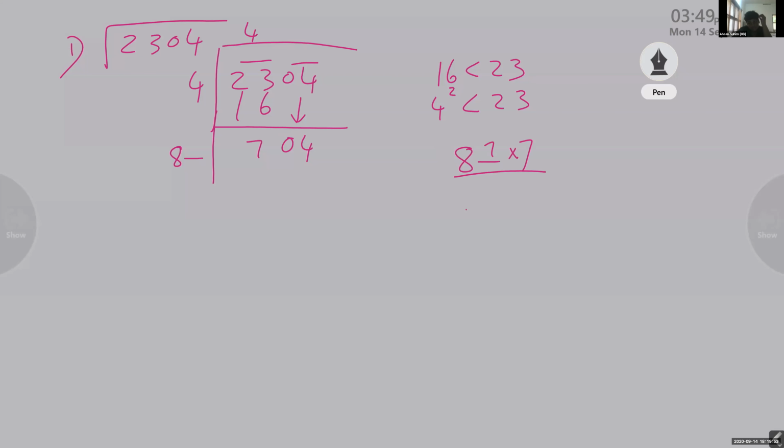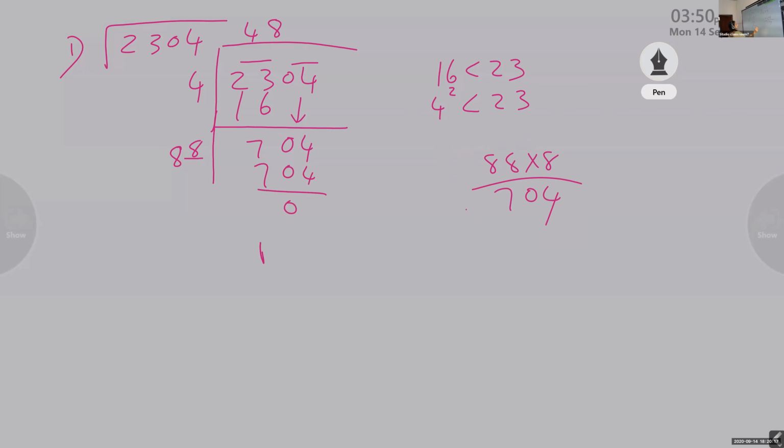Try 8 also. 88 into 8 is 704, so it is 8. Quotient also 8. It is 704. Remainder is 0. Therefore, root of 2304 is equal to 48.